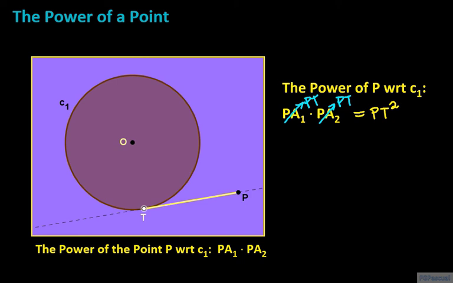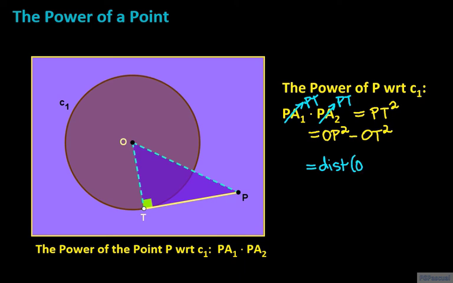And since line PT is tangent to the circle at T, the radius OT should be perpendicular to the tangent line. So that segment OP serves as the hypotenuse for the right triangle OTP, and PT squared equals OP squared minus OT squared, or the power of P with respect to C sub 1 is equal to the square of the distance between O and P minus the square of the radius of the circle.